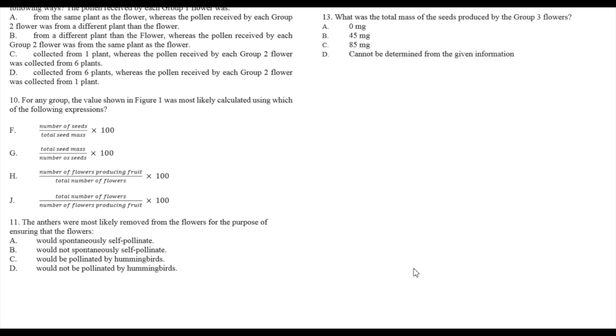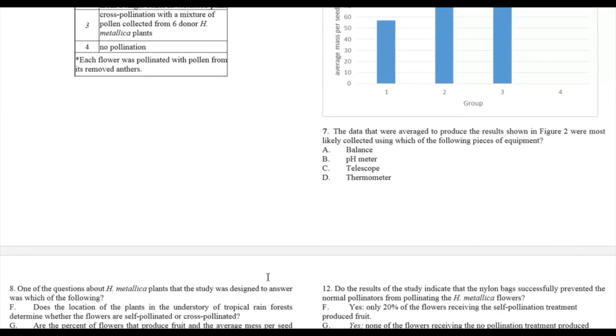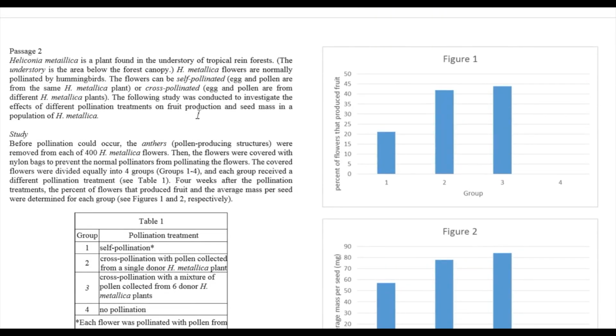Question 11 here says, the anthers were most likely removed from the flowers for the purpose of ensuring that the flowers, then we have a few options here. I don't know about you, but I don't know what anthers are, and after reading this passage, I still need to scroll on up and see what those are talking about. So in the study, before pollination could occur, the anthers, which are the pollen-producing structures, were removed from all these flowers. So the anthers are pollen-producing, and they were removed from the flowers. It doesn't say why they did that, but let's go down and look at the options and see if we can figure out why.